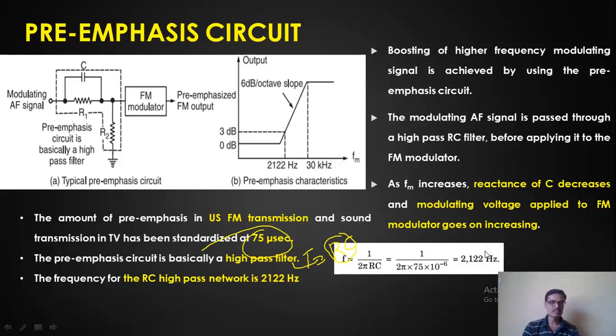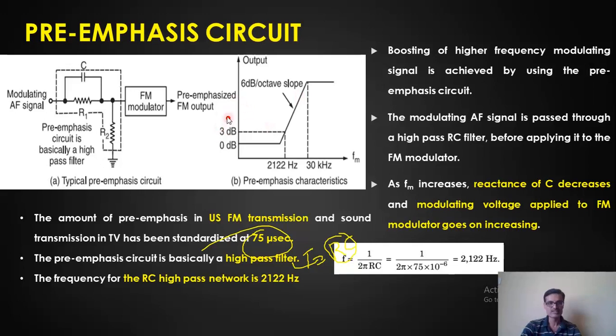If you go to the European countries, the radio broadcasting, FM broadcasting, okay, this frequency comes out to be around 3200 hertz roughly. Or you can say the time t is around 50 microseconds. That's what they choose as the standard. Above that particular frequency, the frequencies are considered as high frequency message signals. With respect to this particular curve, we have to increase the amplitude.